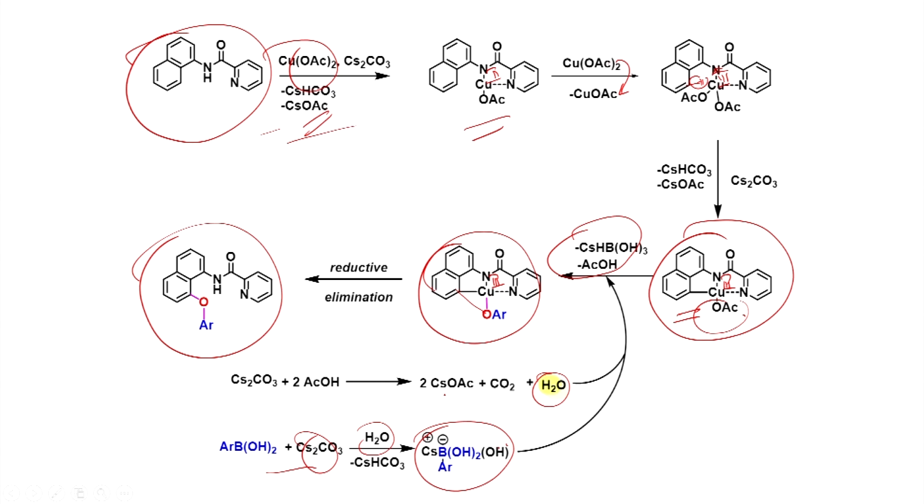So, this reaction is usually carried out using phenol, and here the boronic acid has been used. The boronic acid is converted into phenol in the reaction medium. Once you form this phenol in the reaction medium, it can readily react with this intermediate, and you can form this copper 3 complex. Once you form this one, it can give the product by reductive elimination.